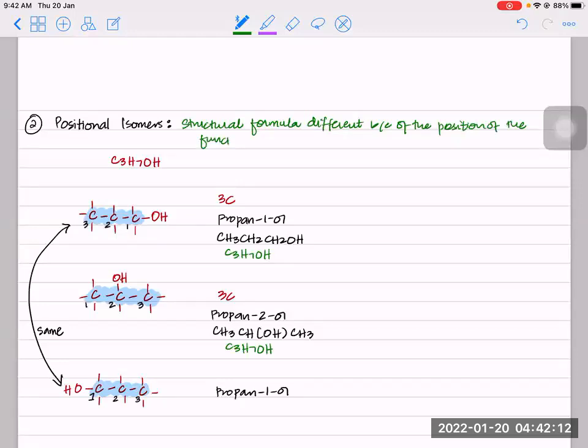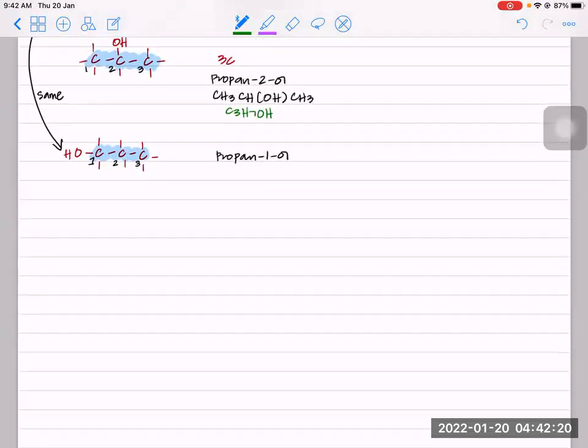Yes. So they are what? Positional isomers. Now let's see the third type. We have functional isomers.